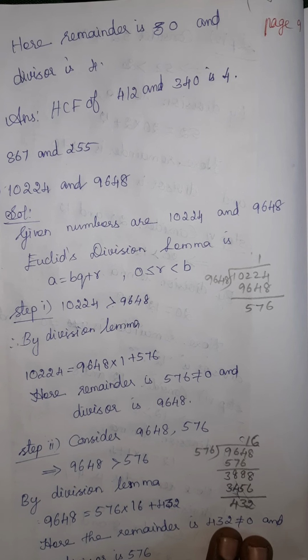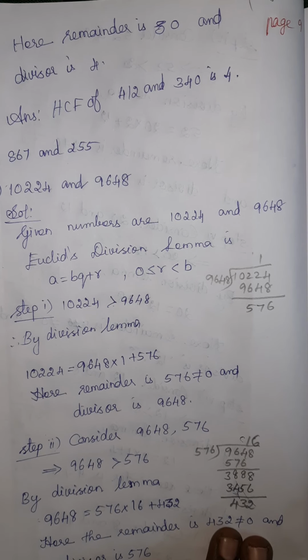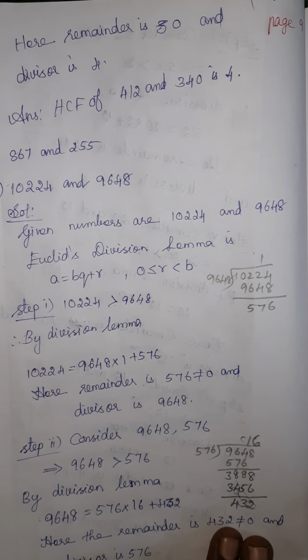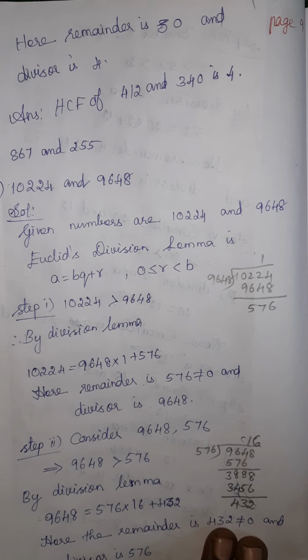Okay, what about the division algorithm? It is the repeated process of the division lemma. This division algorithm can be used to find the HCF, that is the GCD, of two or more numbers. This procedure is easy for finding the GCD or HCF of big numbers. Especially for big numbers, it is easy to find.